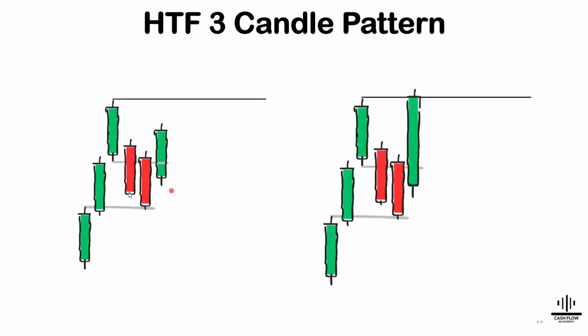So the three candle pattern is very easy to spot. For a bullish swing, you want to see the middle candle being lower than the candles to the left and right. And for a bearish swing, you want to see the candle in the middle being higher than the candles to the left and right. It's just very easy to see. You can see the pattern here.